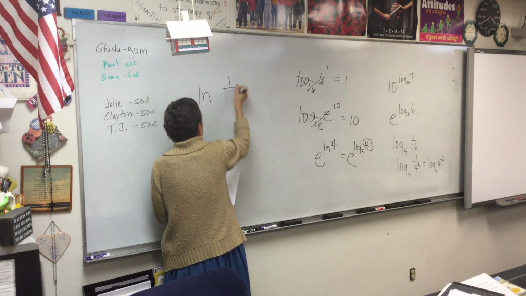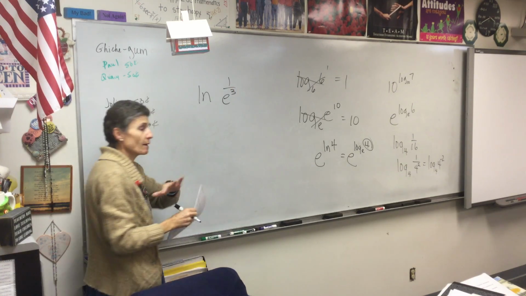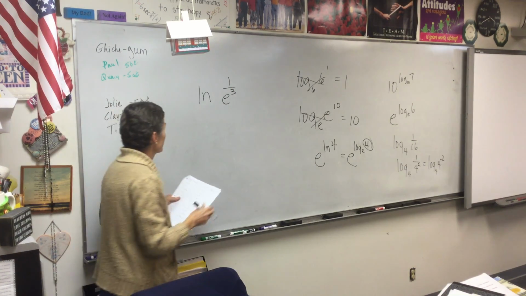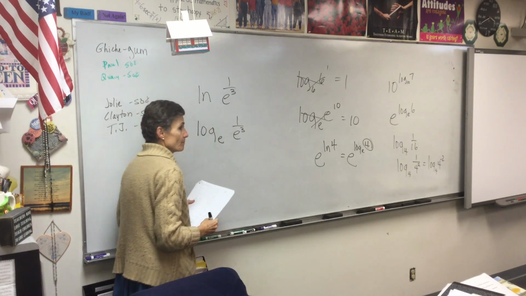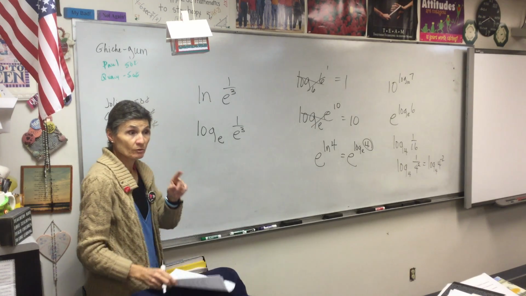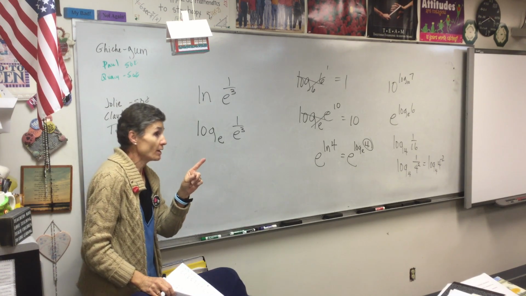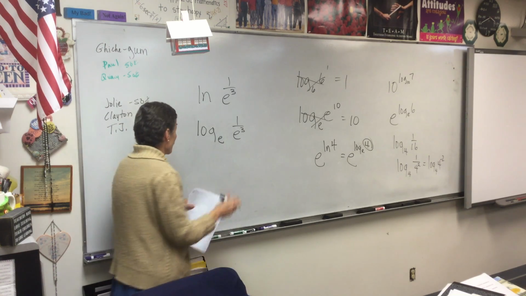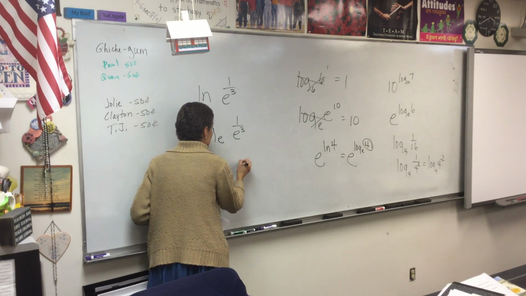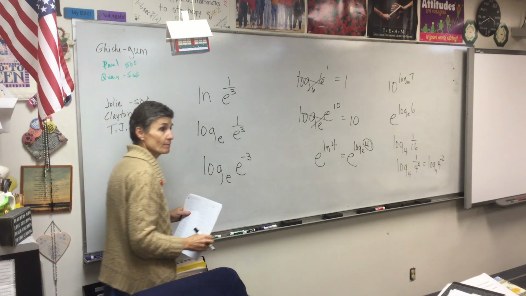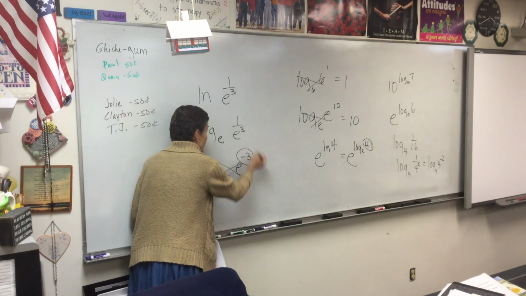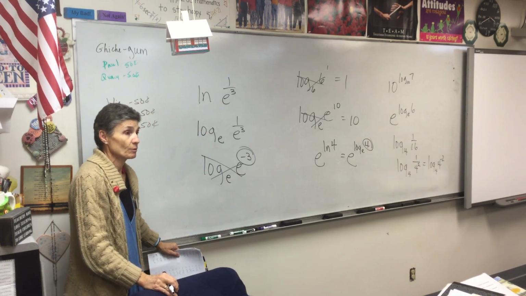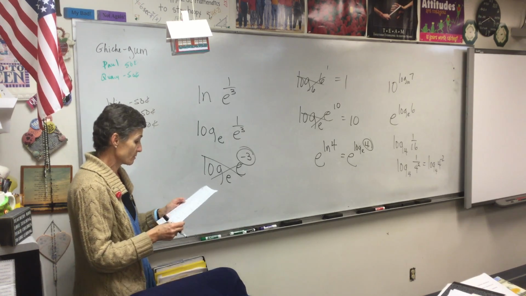So ln 1/e cubed. Stop. Oh my gosh, there's so much going on here. Log base e of 1/e cubed. Cancel the e's. When it's 1 over, you can flip it over and make it log base e of e to the -3rd. What number is it? This is number 6. And the answer then would be -3. You really need to understand your exponents in order to do this.